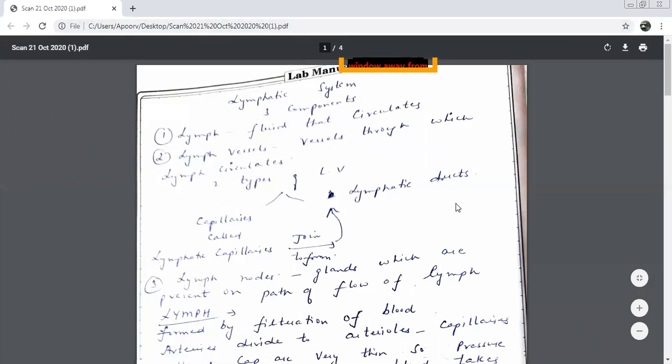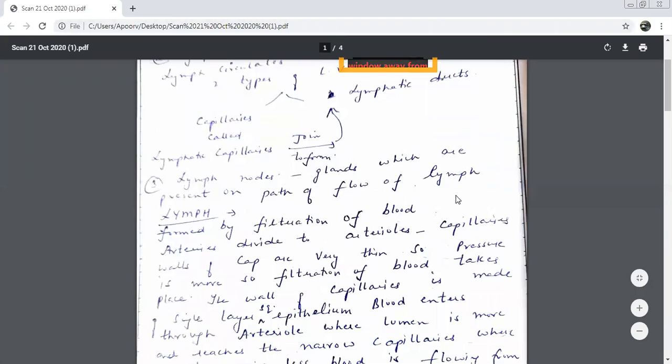How many kinds of lymph vessels are there? Two. The smaller vessels are called capillaries, and these smaller capillaries join to form a bigger vessel. What is that bigger vessel called? Lymphatic duct. On the way, there are certain glands present. What are they known as? Lymph nodes.